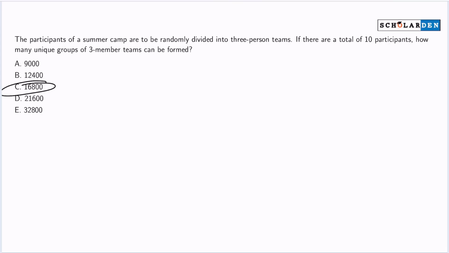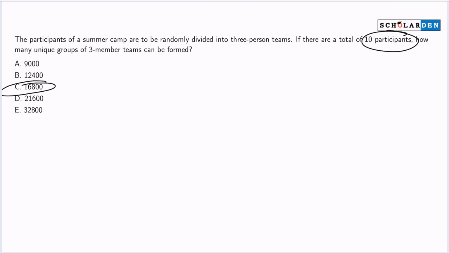So let's go ahead and really be careful about explaining how this works. So the situation, what are we dealing with? What we're dealing with here is the summer camp and these participants, and we want to divide them randomly into 3-person teams. So teams of 3.